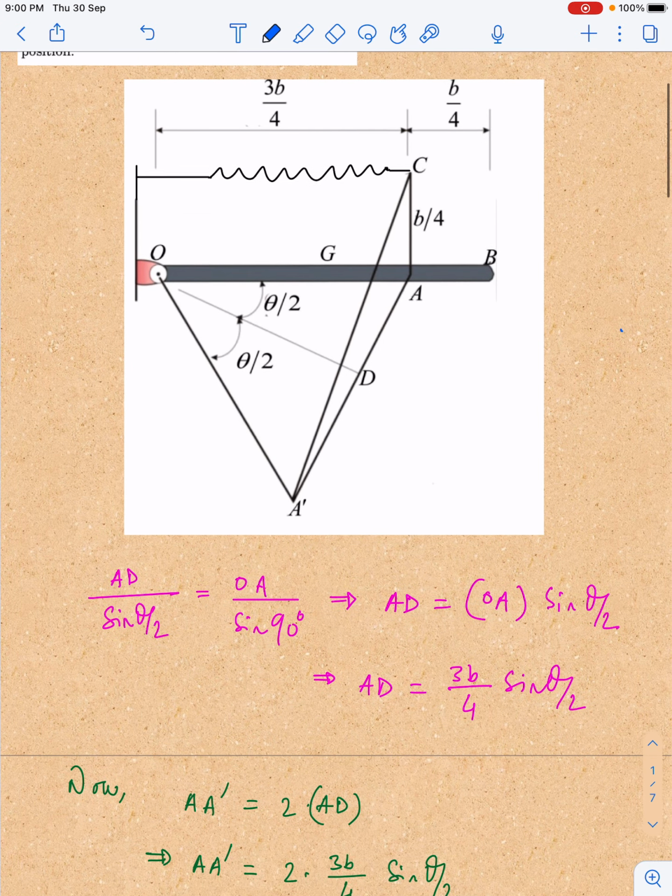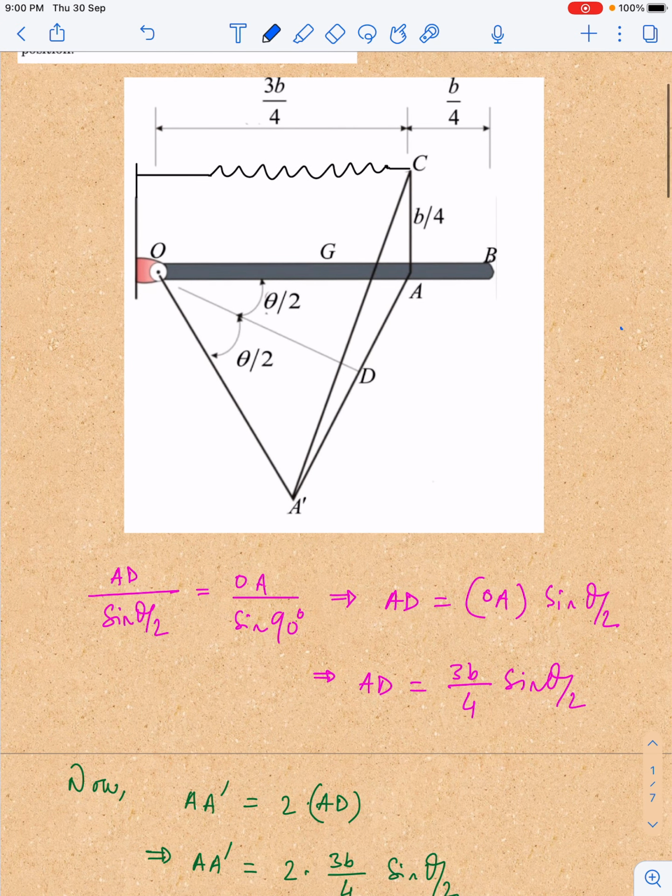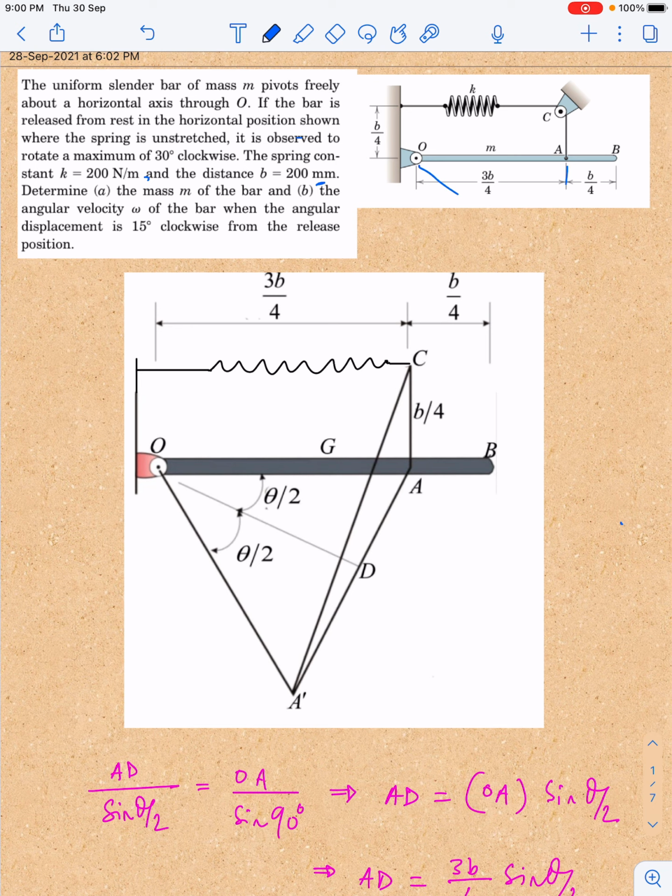So see here, I have taken the abbreviated picture. Actually, when this bar will come down to this position, you can imagine that this point will now appear like this, as you can see through these lines, and the spring will be extended. So here is the diagram, and as per the notation, this distance will remain 3b by 4 and this horizontal distance will remain b by 4. Now if I drop this perpendicular over here, this distance remains b by 4, and this is A prime and this is A prime and C. So now I am trying to put the geometry.